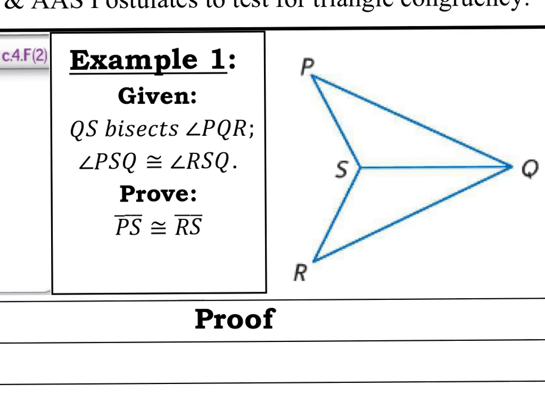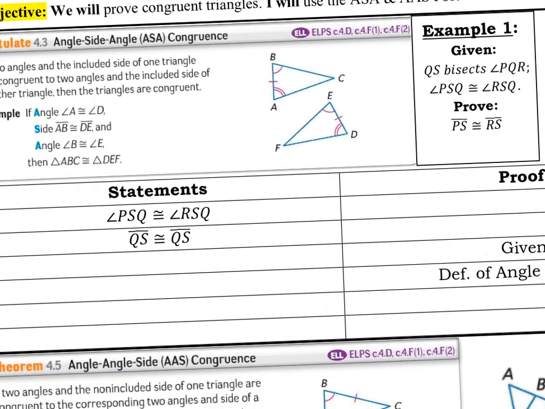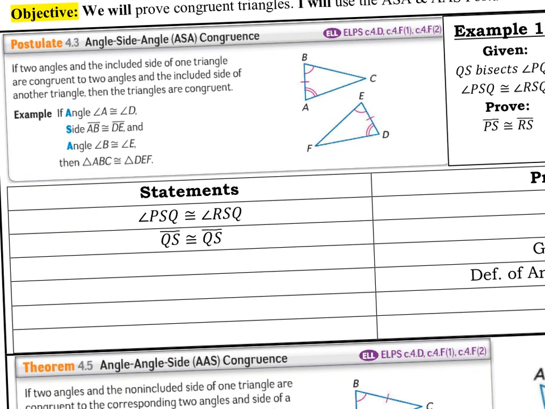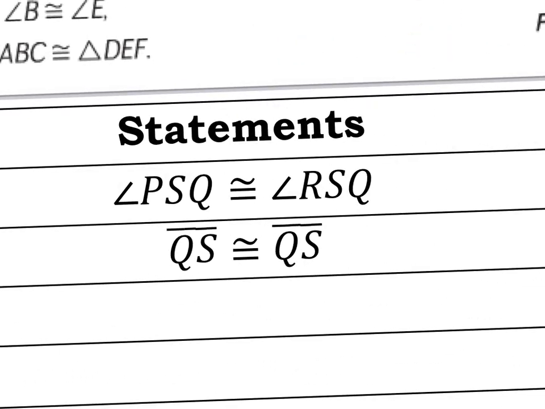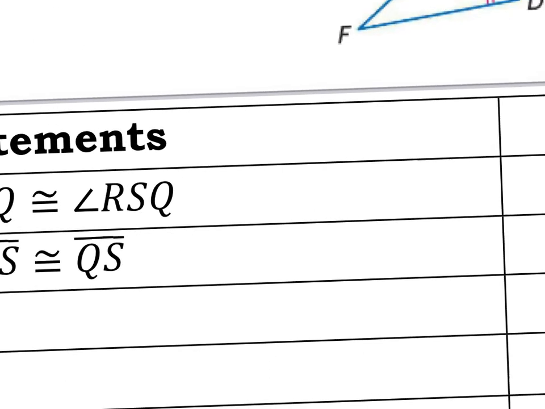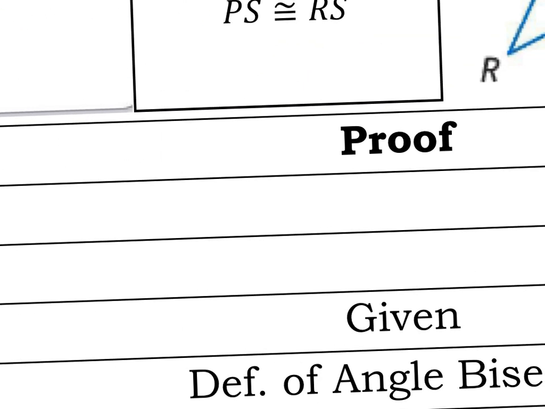So right off the bat, we already know that one of the angles is congruent to the other one. So that's what I chose to write down first. I chose to work with that given statement first. It doesn't really matter which given statement you work with first, but this is the one I chose to do. So I'm going to go over here onto my proof or reason side and just write the word given.